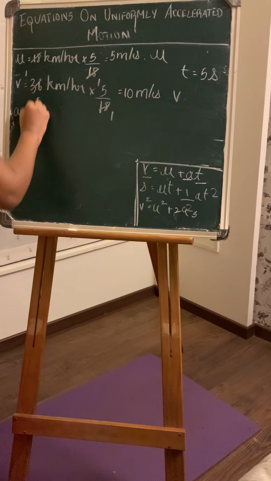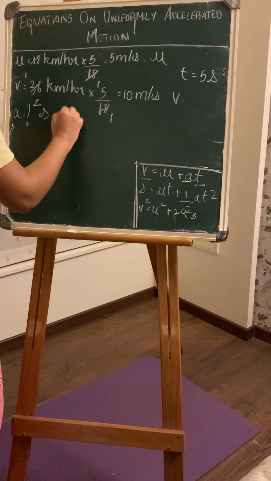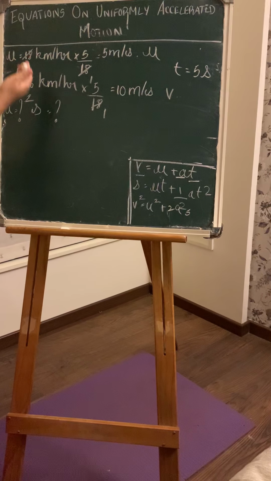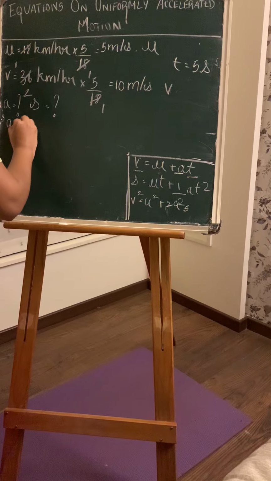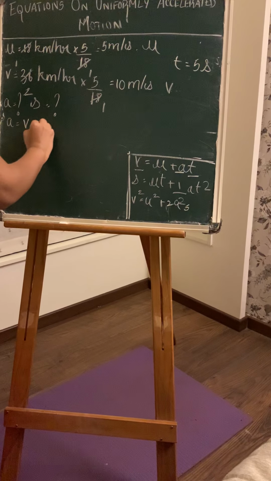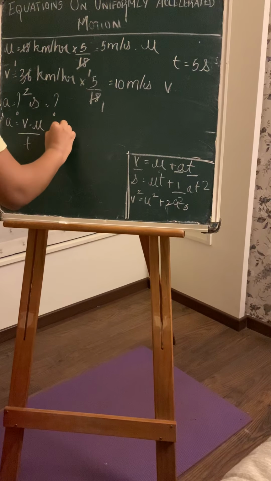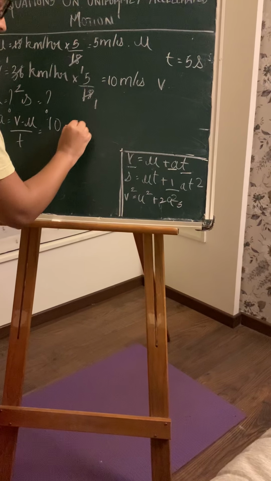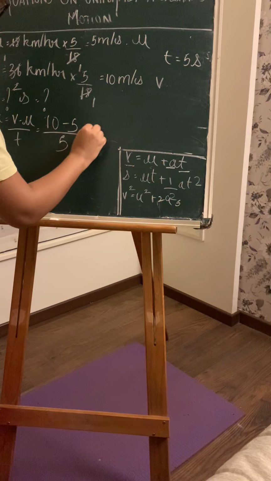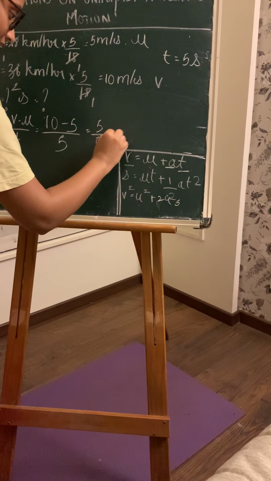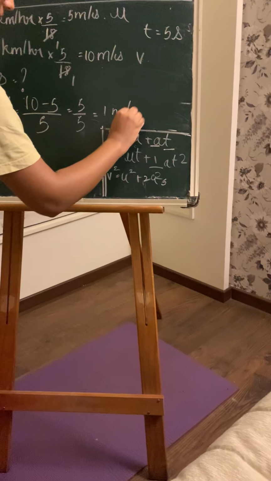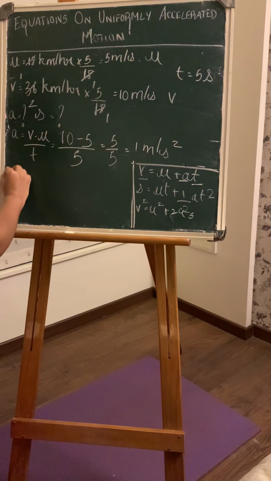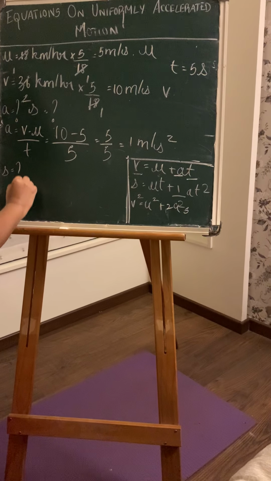We have to find out the acceleration and the distance covered when it goes from 18 to 36. Okay, so first the acceleration, use the normal formula v minus u by t, which gives us 10 minus 5 by 5 seconds, 5 by 5, which is equal to 1 meters per second square, is our acceleration. Now we have to find out the distance, right?